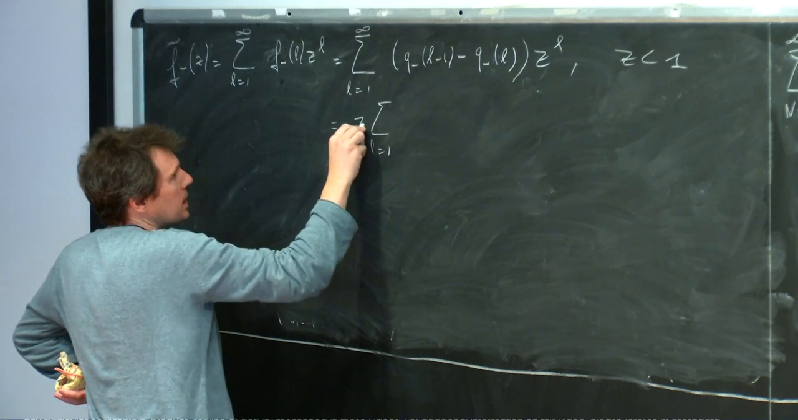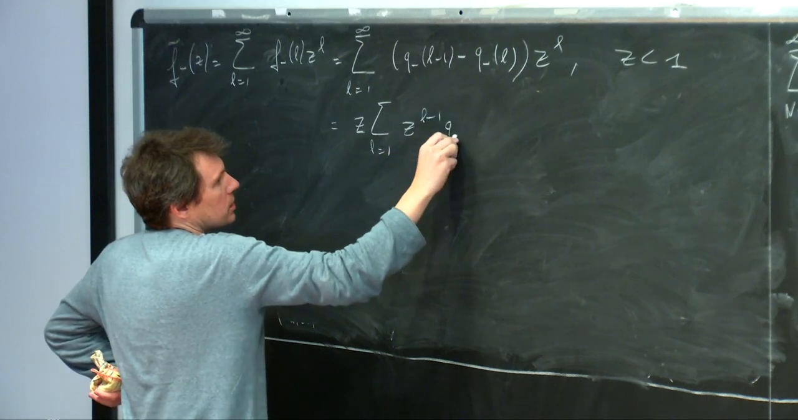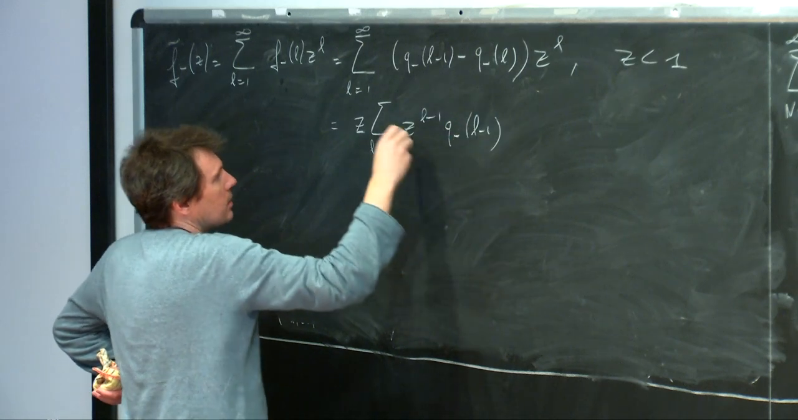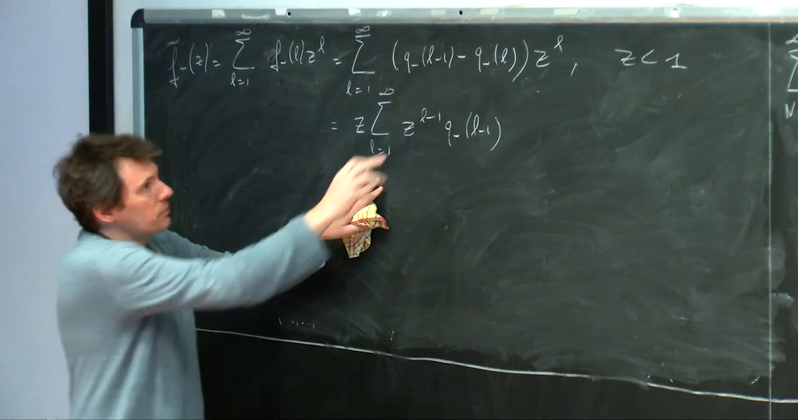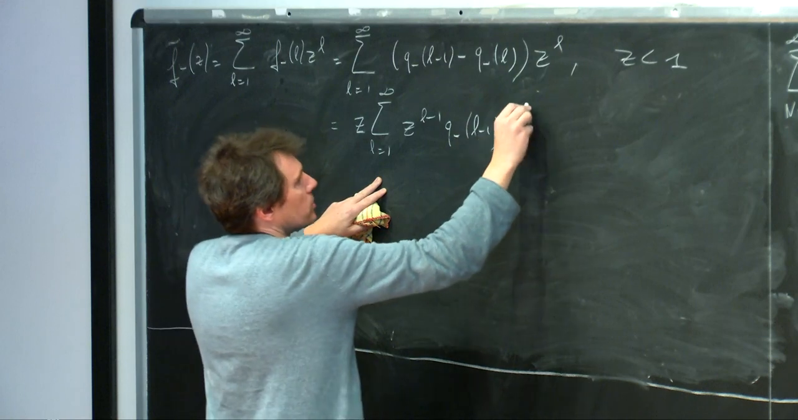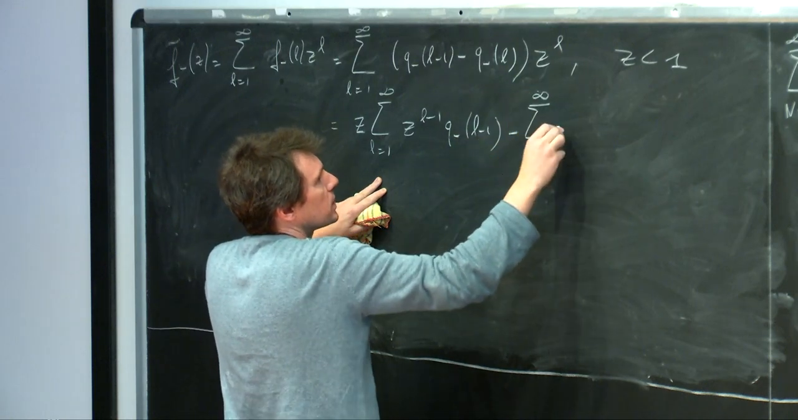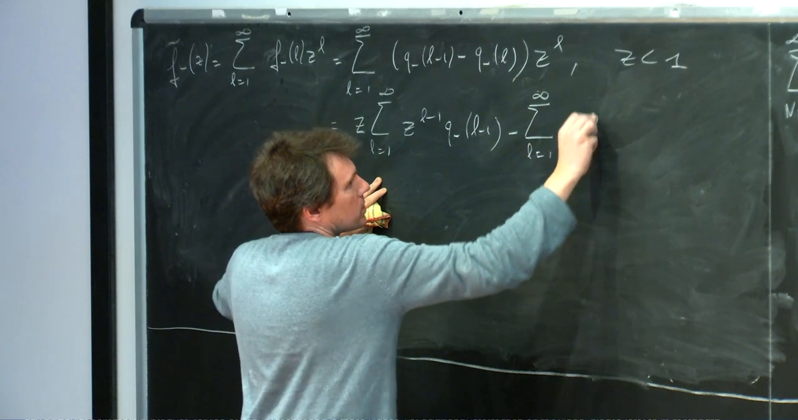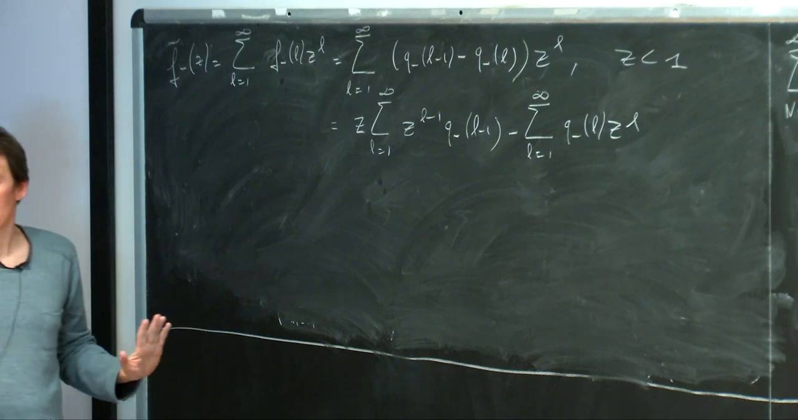Let me take a Z outside, and let's write it as Z to the power L minus 1, Q minus L minus 1. This is the first term here. And then I have a second term. The second term is the sum from L equal 1 to infinity of Q minus L Z to the L. Okay, didn't do so much.